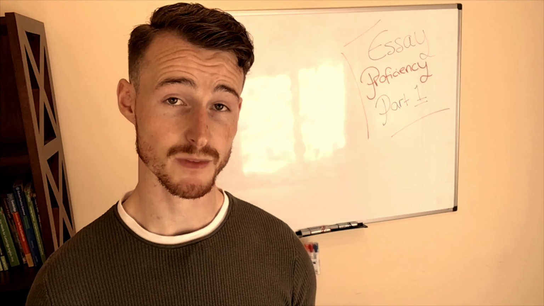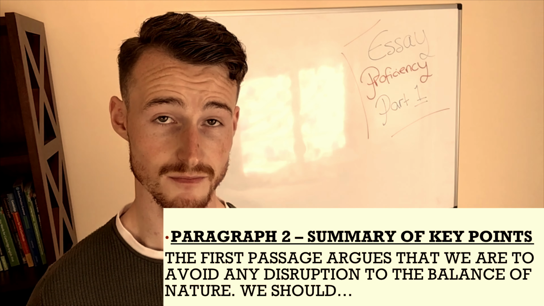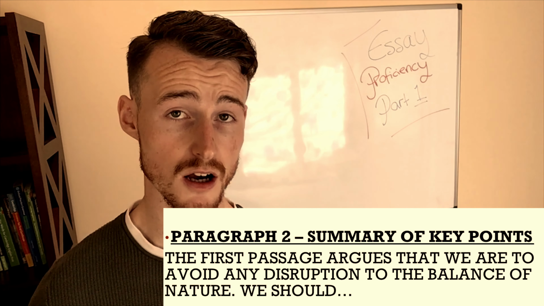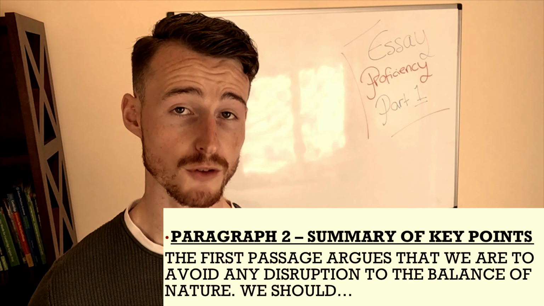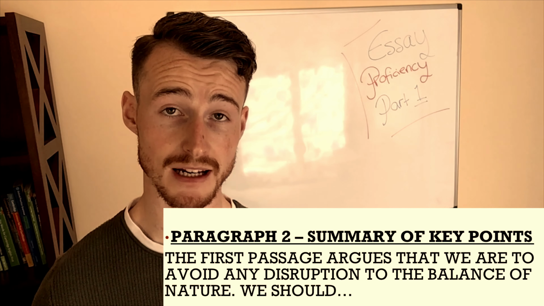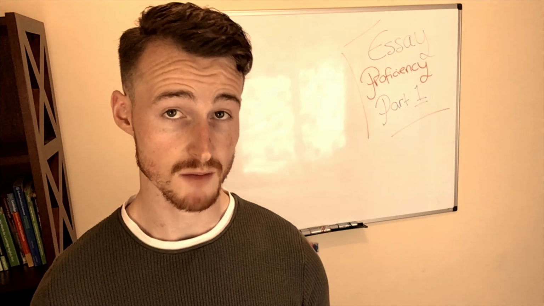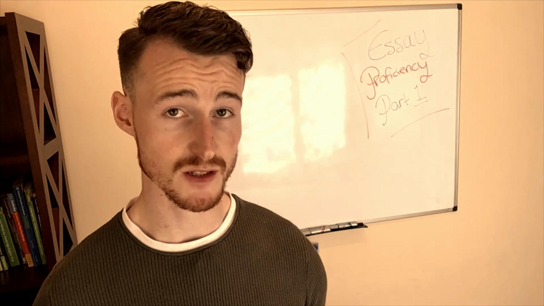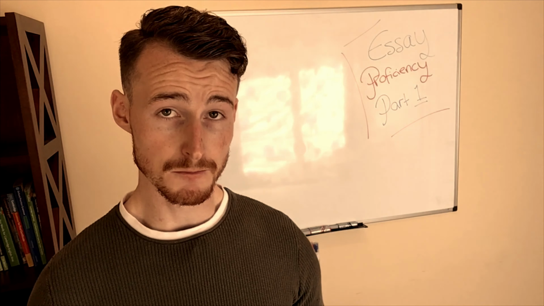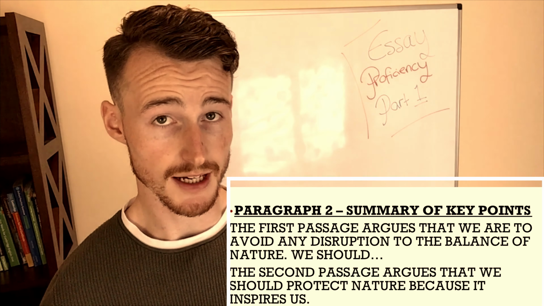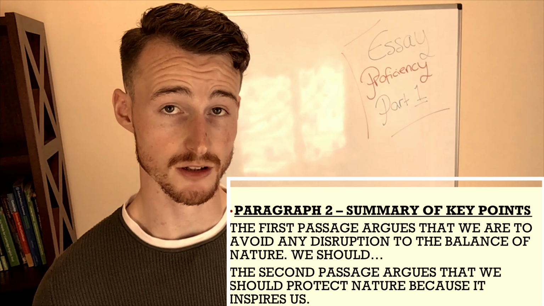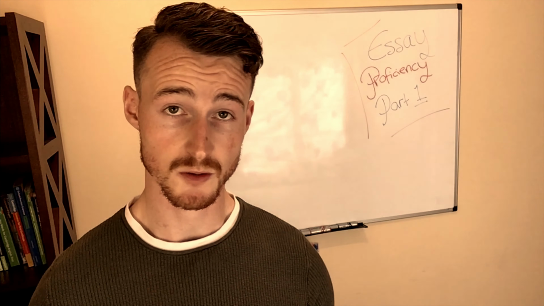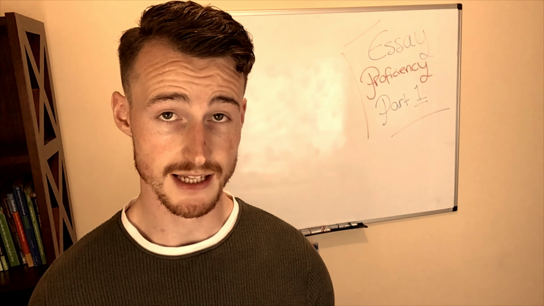We could start by saying something like, the first passage. I've used passage because we've already used text before. The first passage argues that we are to avoid any disruption to the balance of nature. And then you would go on to summarize the key point a little bit more in your own words. Remember, it's very important to paraphrase. Then the second passage argues that we should protect nature because it inspires us. And then the same again. You develop a little bit on this summary of the key points in text 2.